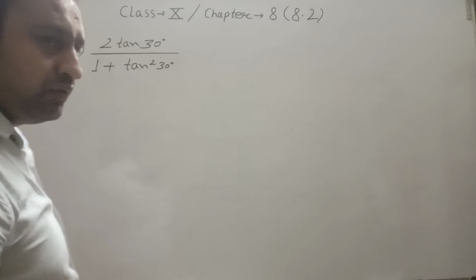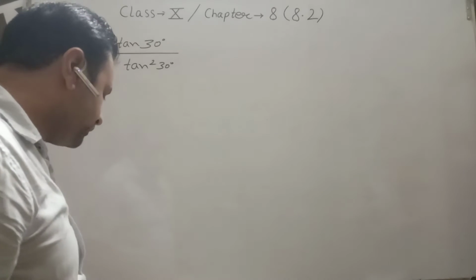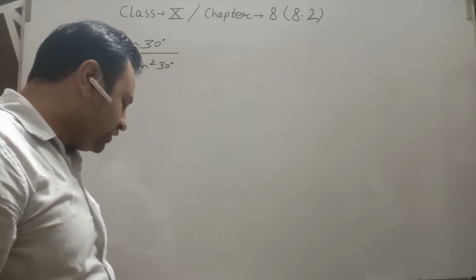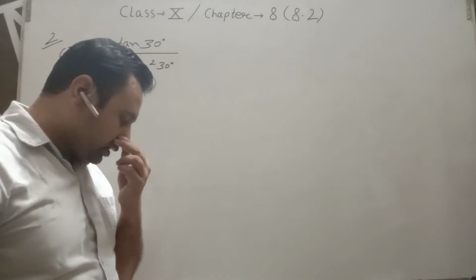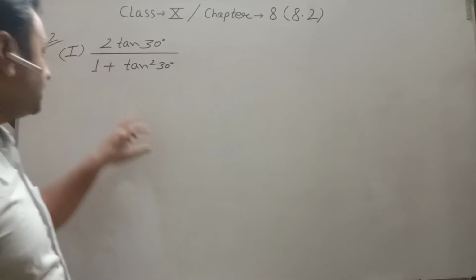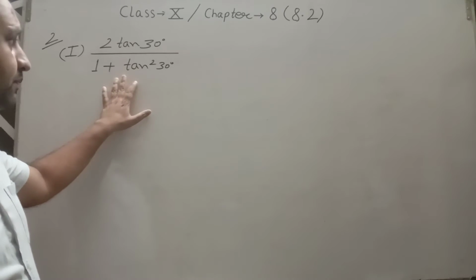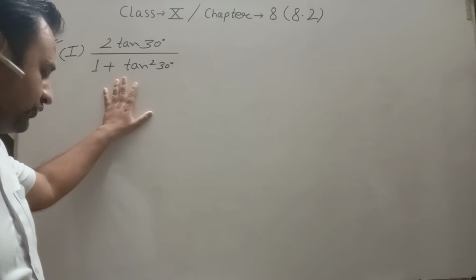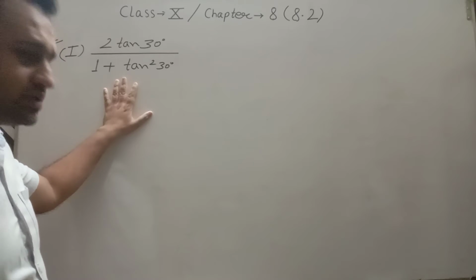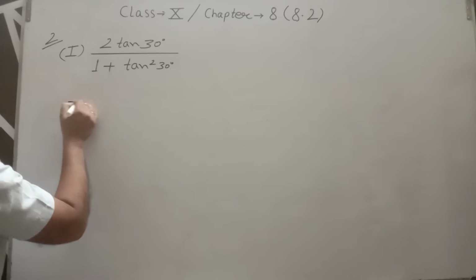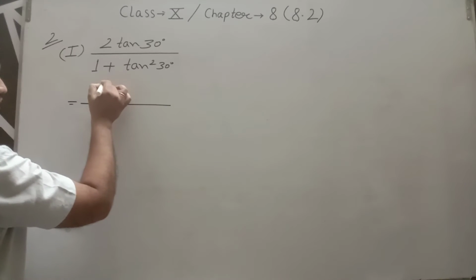Okay students, now we start question number 2. In question number 2, choose the correct option and justify your choice. First part, 2 tan 30 upon 1 plus tan square 30 degree. So we simplify this part, and after simplifying we find which option is correct. So now simplify. We put the value of tan 30 degree.